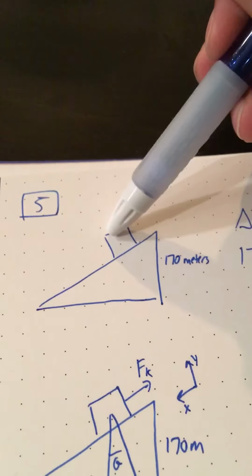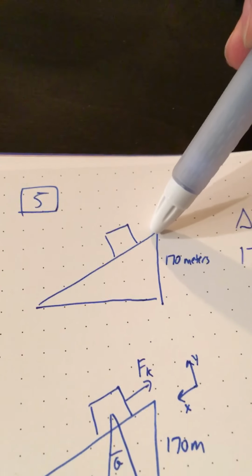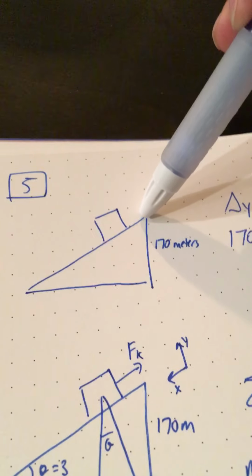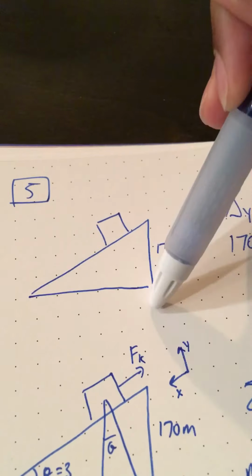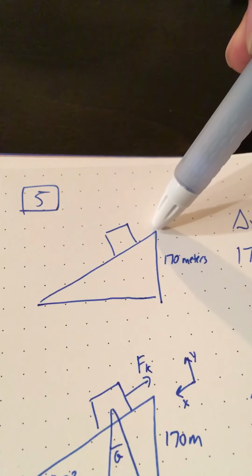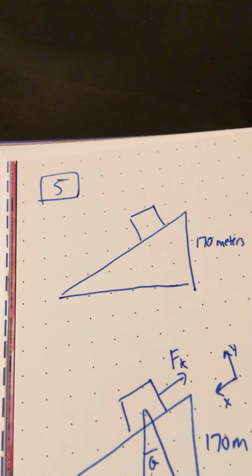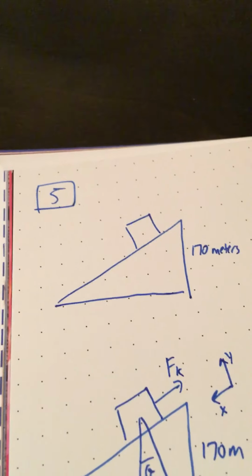Okay, number 5 is not too bad. So basically we have our skier. He's on this slope and they say it's 170 meters. So that's how tall this slope is. Now, what we want to figure out is his acceleration.